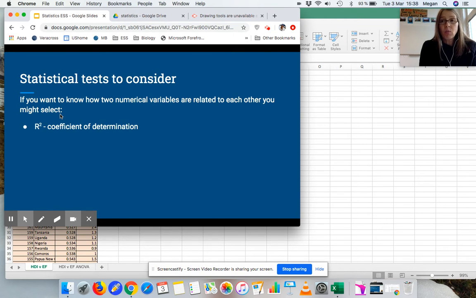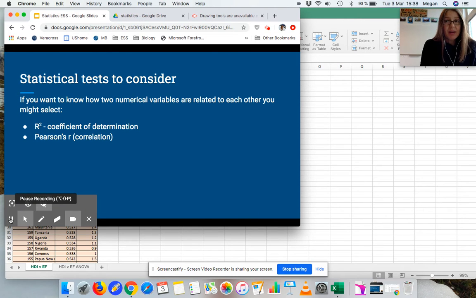Of the different tests, the one we're really going to look at today is the R squared. That's the coefficient of determination. We've used it in this class before when we did our productivity lab. But there's also the Pearson's R correlation, which you probably use in your math class. It looks at whether there's a direct relationship between your two variables. So as Human Development Index goes up, what happens to the ecological footprint?